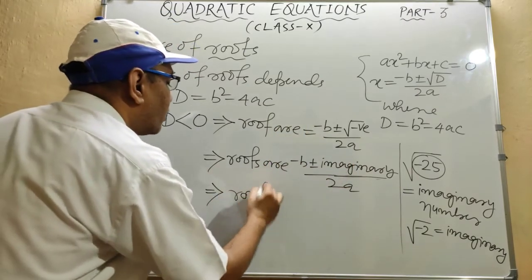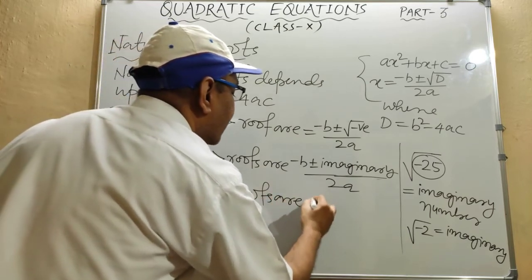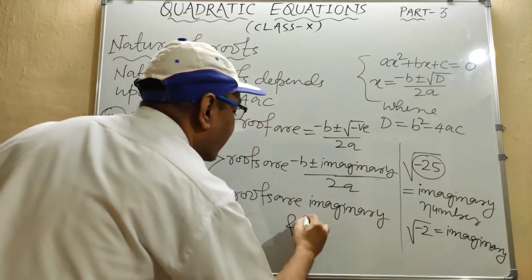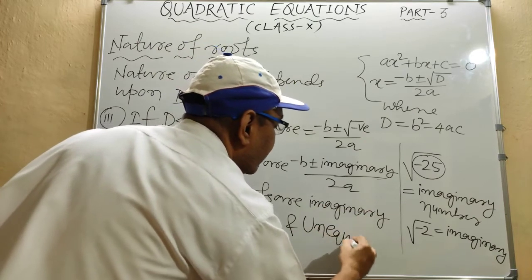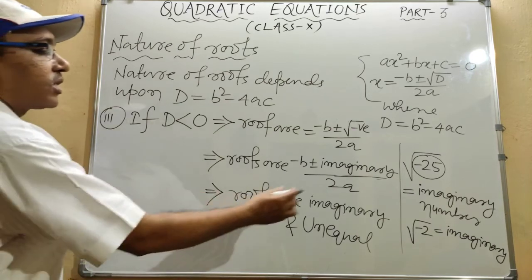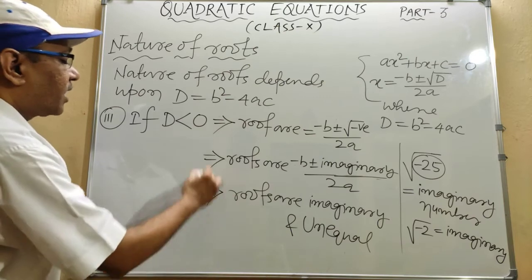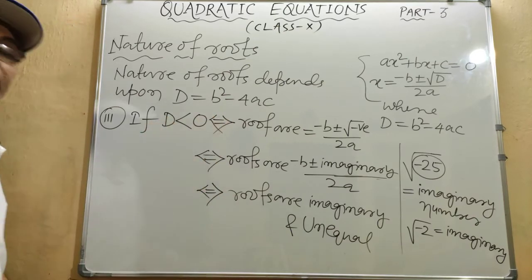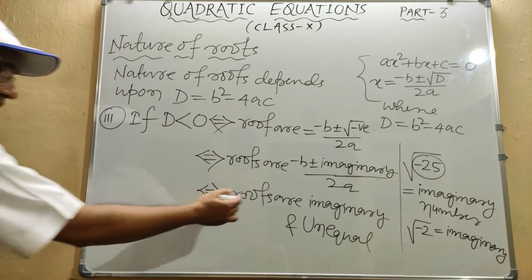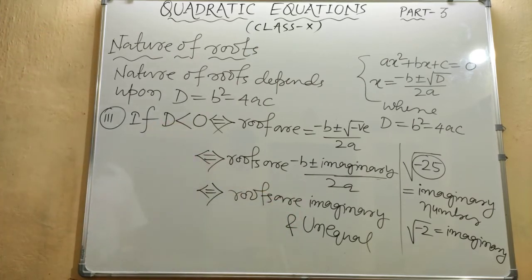So roots are imaginary and not equal, unequal. This is important. Roots are imaginary and unequal. So you must remember, in case when D is negative, your roots are imaginary and unequal. If roots are imaginary and unequal, D must be negative. Okay. And secondly, for roots imaginary and unequal, D must be negative.